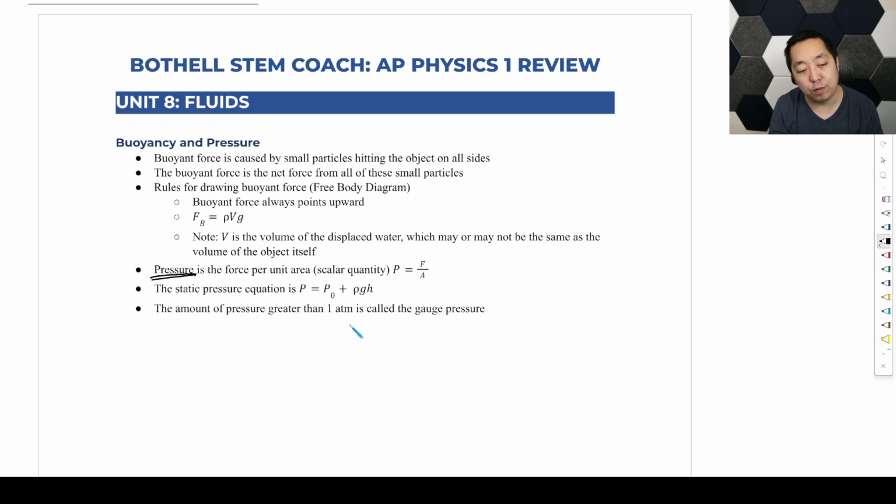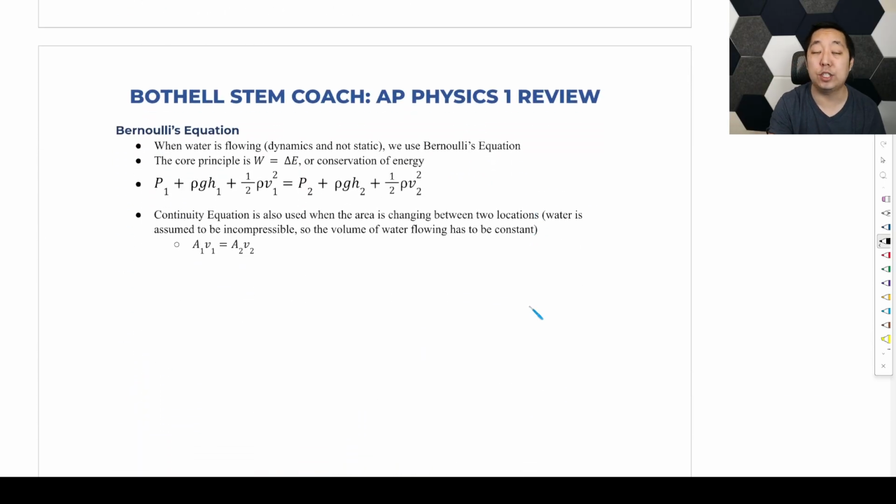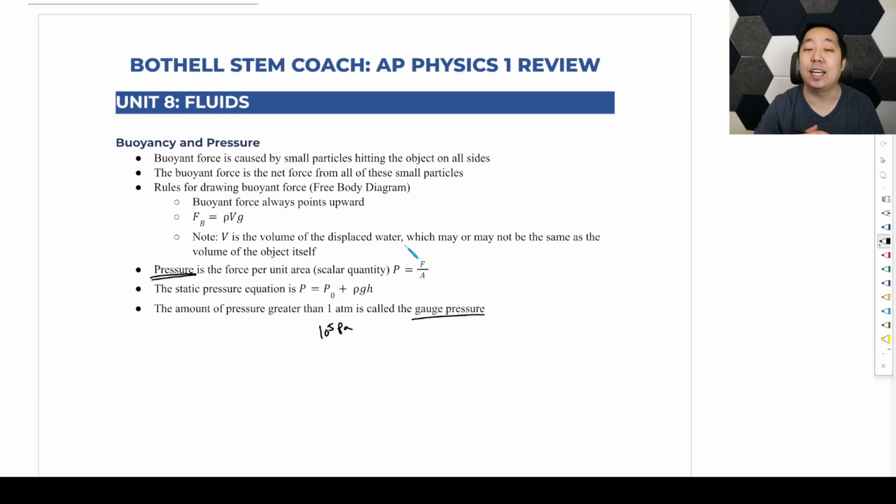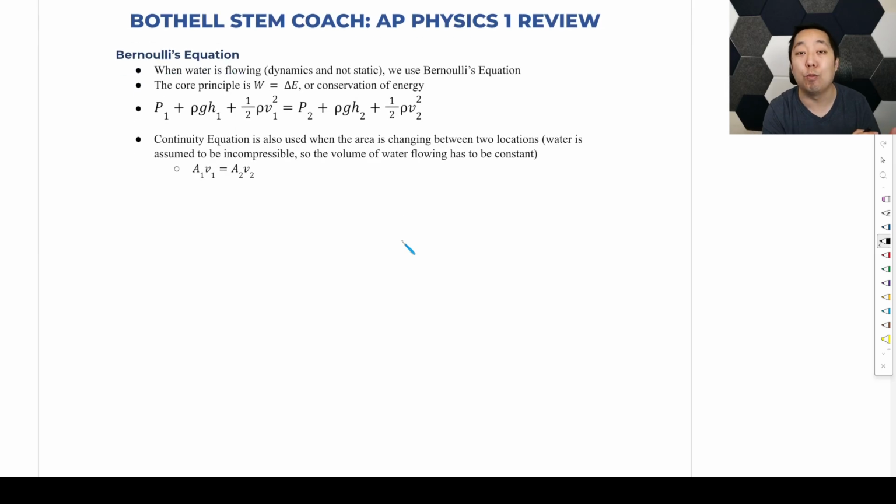And just as a note, any amount of pressure greater than 1 atmosphere, or 10 to the 5th pascals, that's the normal air pressure, is called the gauge pressure. So sometimes we calibrate it relative to the normal pressure you experience every day on Earth. Bernoulli's equation is when we start using fluid dynamics. So everything up here was on fluid statics. That is, the fluids were not moving, everything's sitting still. But now we talk about dynamics, when water is actually flowing. That's when we use Bernoulli's equation. Dynamic and not static.